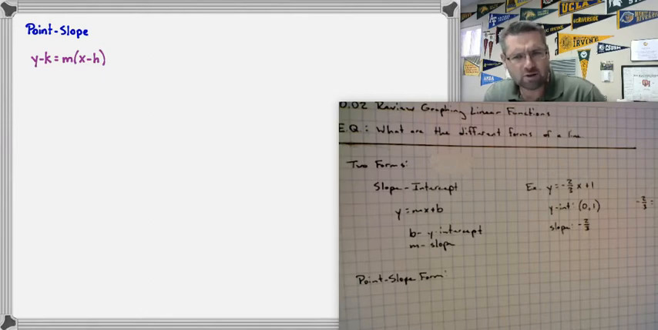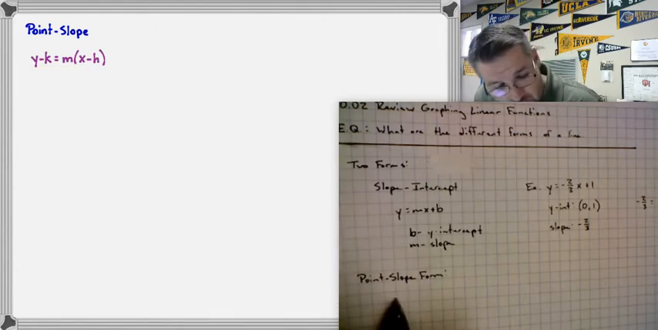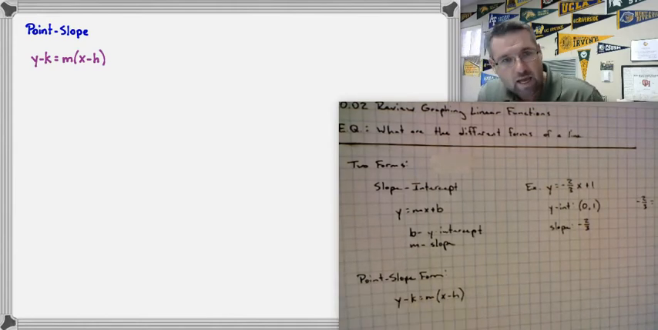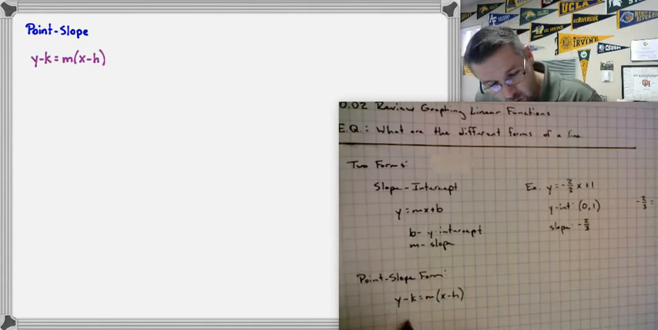Well, what do these letters mean? Remember, the y and the x are the variables in a sense. This is the independent variable and this is the dependent variable. The m, of course, is going to be the same thing as it was in the slope-intercept form. M is slope. So I'm going to write this down. Y minus k equals m times x minus h.